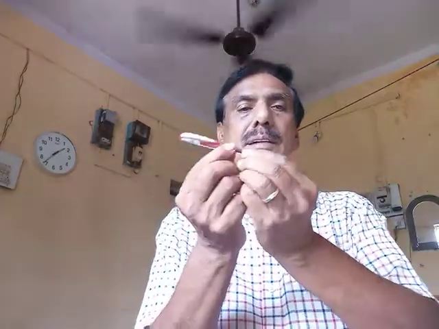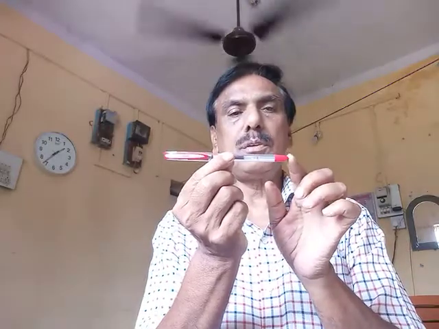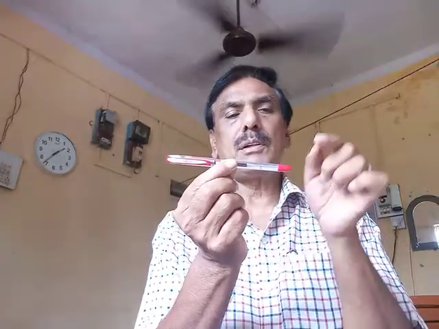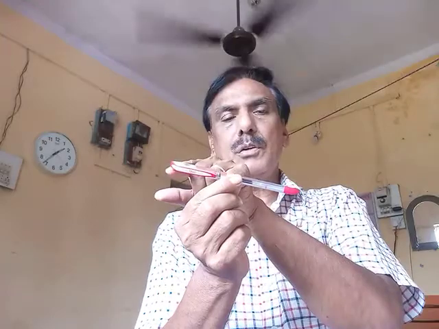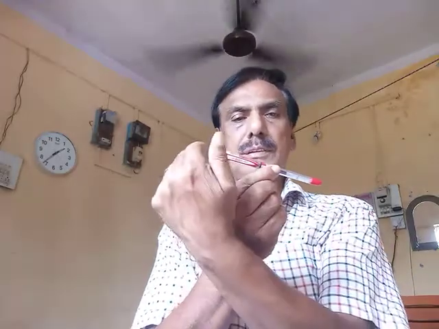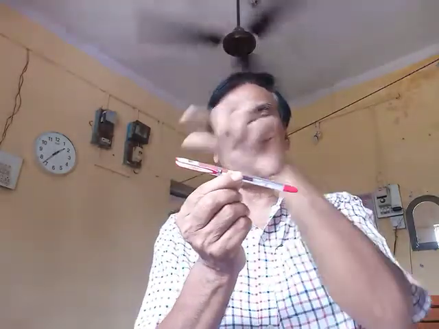Suppose this is the magnet, and this is the North Pole and this is the South Pole. The lines come out from the North Pole and get into the South Pole, like this. Magnetic field lines have very important properties.